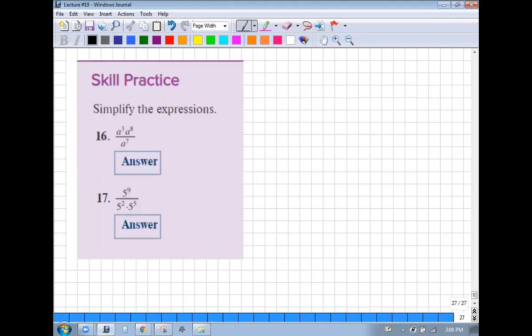All right, just looking at this, we have 8 A's and 3 A's on top. That's what, 11 A's on top? And then we're taking away 7 of those. So 11 minus 7 is 4. You should be able to just look at this and say, oh, that's a to the 4th, because I have 11 on top and then I'm dividing out 7 of them. But using our rules, we have 3 plus the 8 minus the 7.